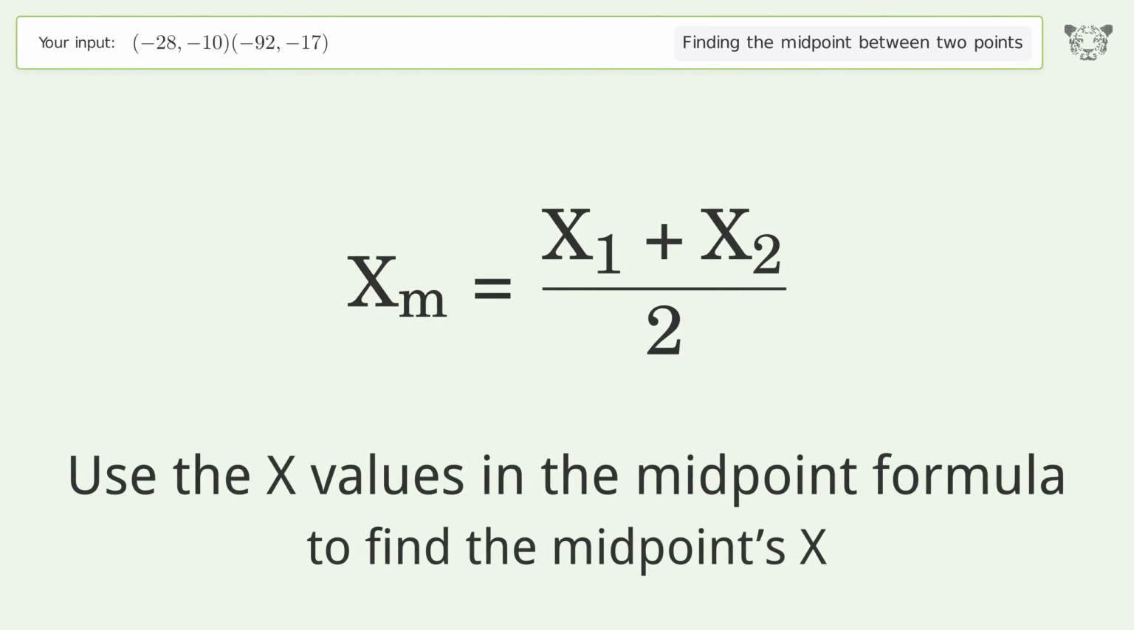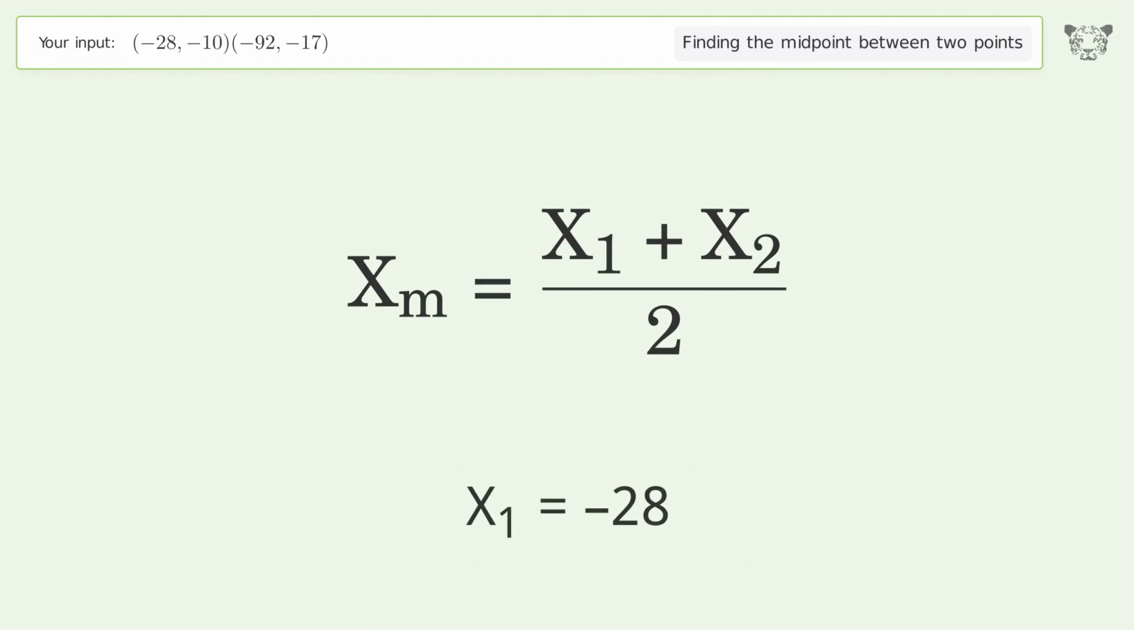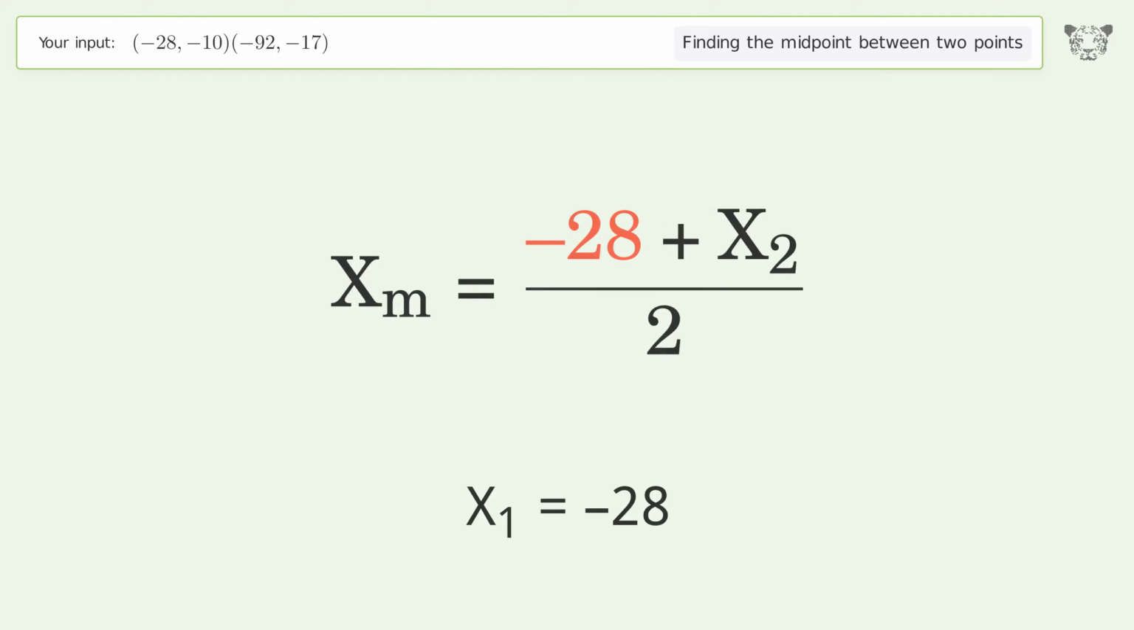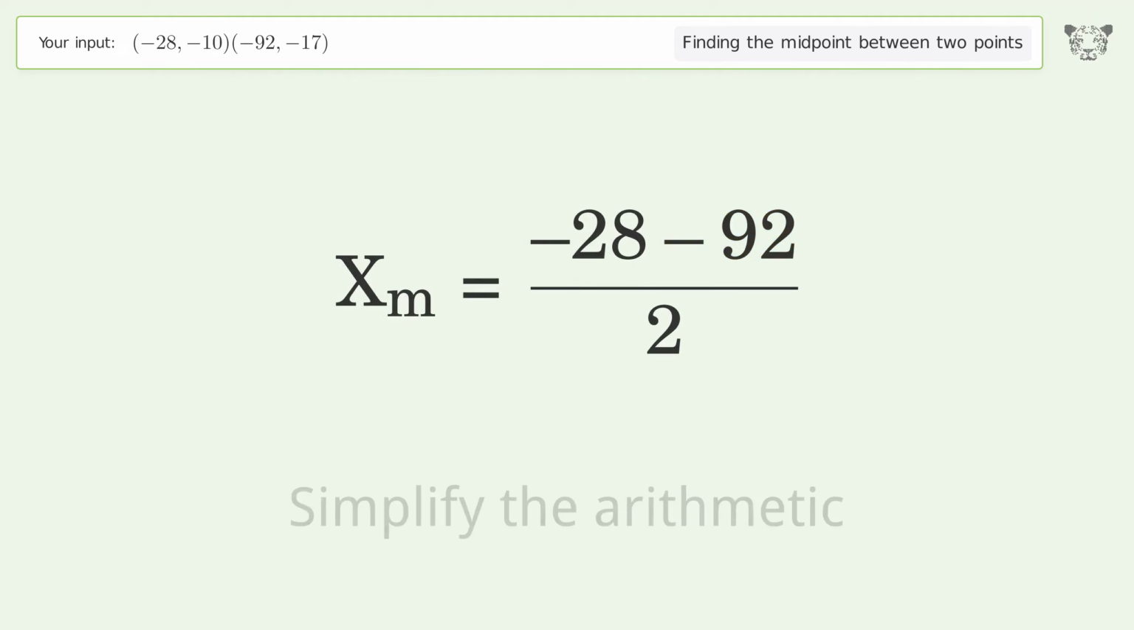Use the x values in the midpoint formula to find the midpoints x. x1 equals -28. x2 equals -92. Simplify the arithmetic.